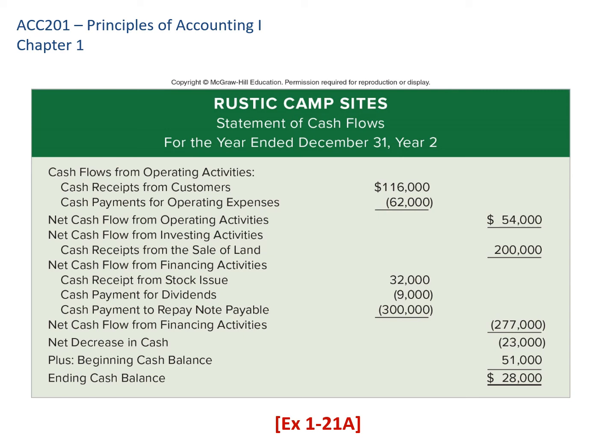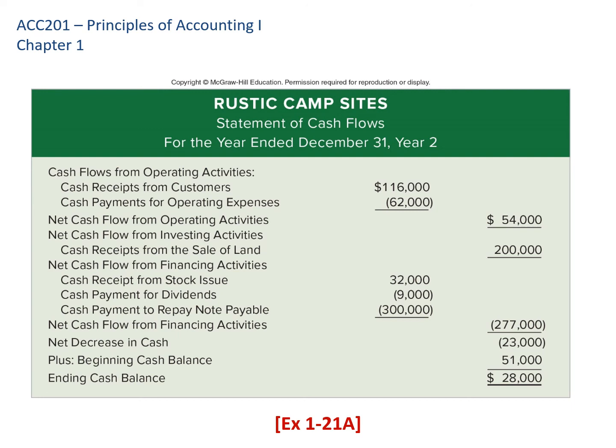Now, when I add up those three numbers, I get negative $23,000. So my cash balance decreased by $23,000 during the course of the year. So I add that to my beginning cash balance and I reconcile it to my ending cash balance. I could go back and look at the balance sheet and confirm that I ended at $28,000.